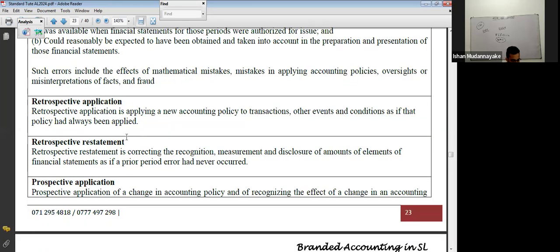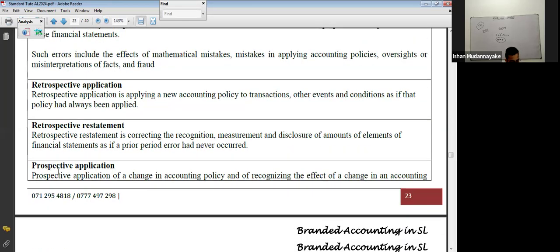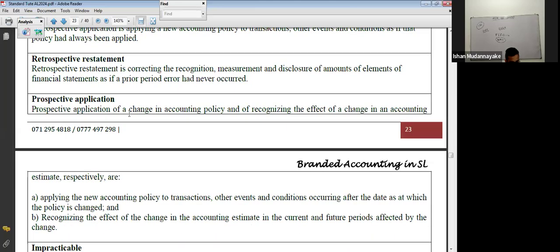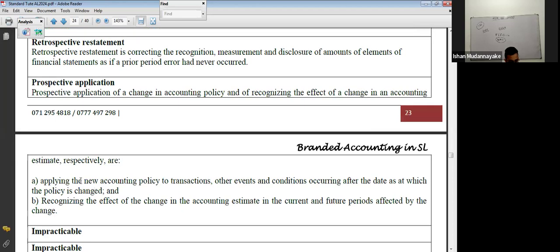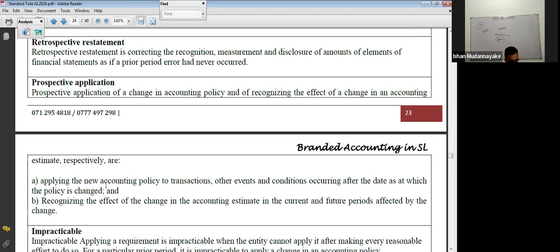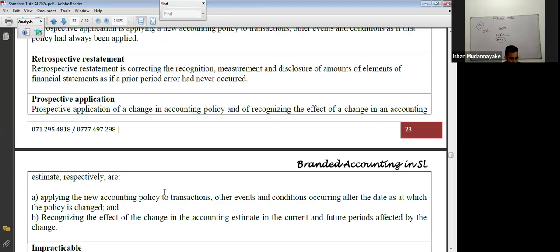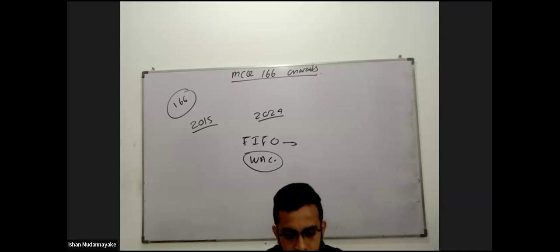Prospective application of a change in accounting policy and recognizing the effect of a change in an accounting estimate respectively. Prospective basically means from today onwards.